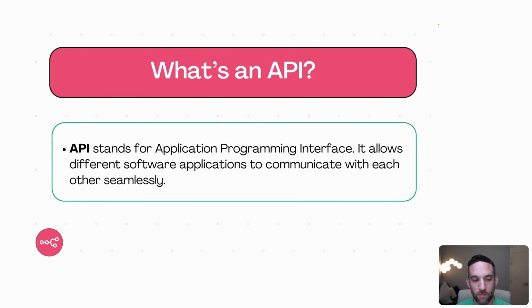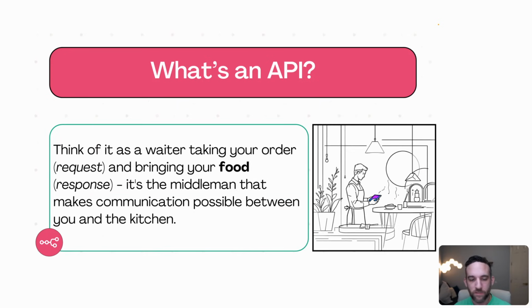Well, if you really want to know, an API stands for Application Programming Interface. Basically, this allows different applications to talk with each other over a protocol. You could think of it as a waiter taking your order, so that's the request, and then whenever they bring your food, that is the response. So the waiter is kind of like the middleman that makes communication possible between us, who are requesting food, and then the kitchen, who's making the food, and the waiter gives us back the food.